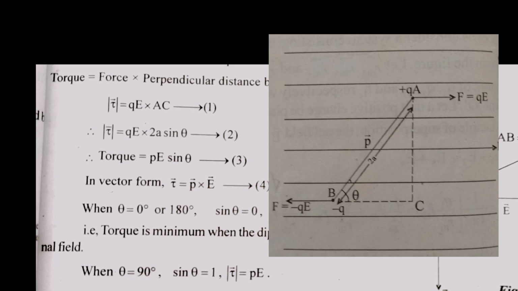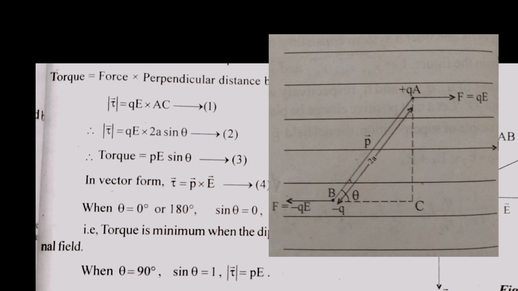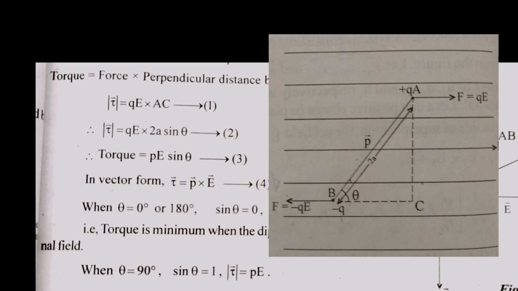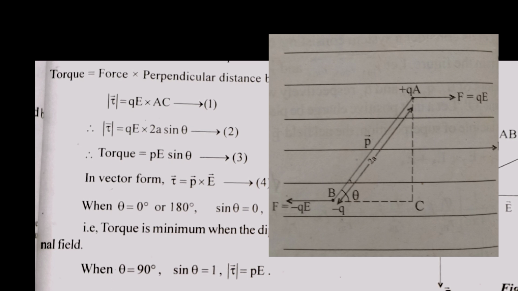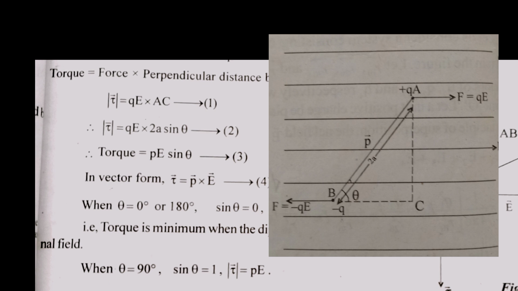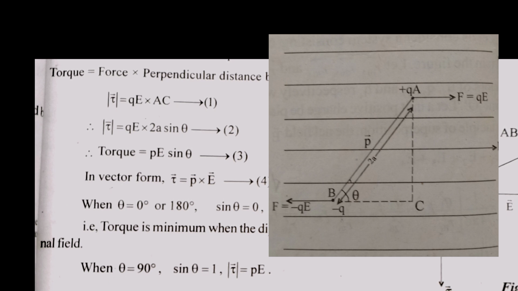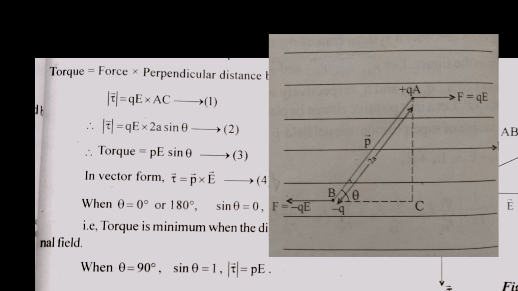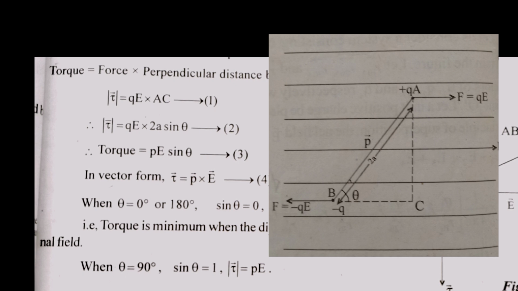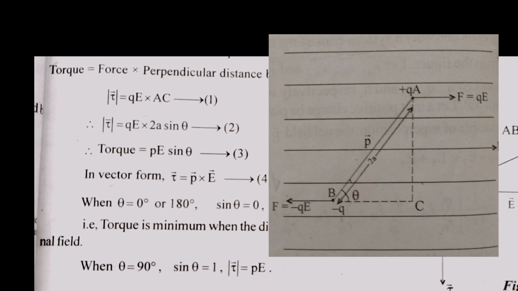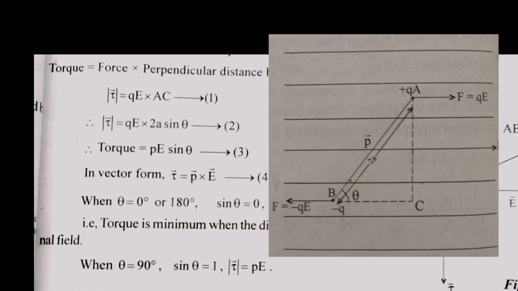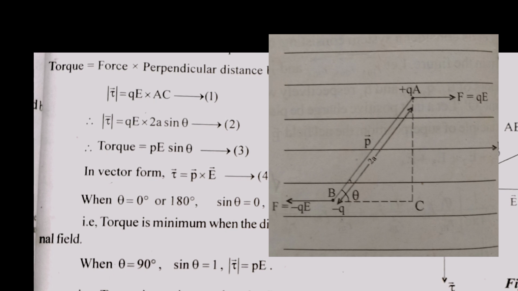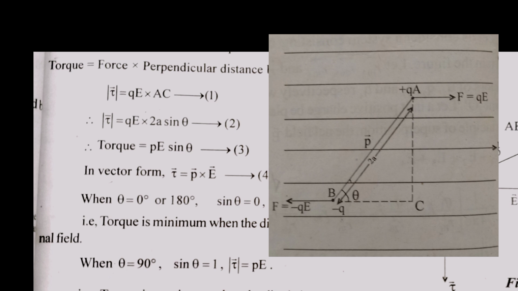So look into the diagram. Here we can see the perpendicular distance, that is AC. Now we have to find AC. For that we can consider the triangle ABC, and here we have the angle theta. How can we find AC from this? Yes, this is the opposite side, so we can use sine theta. Sine theta is equal to AC by AB.